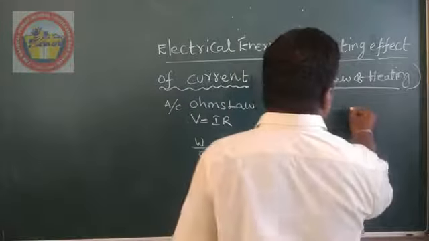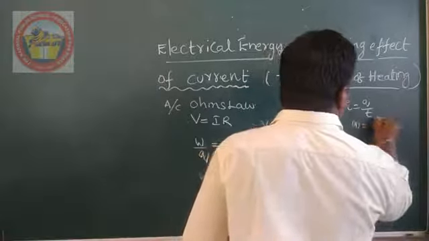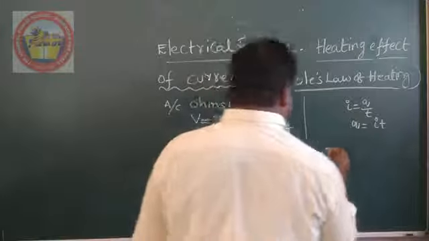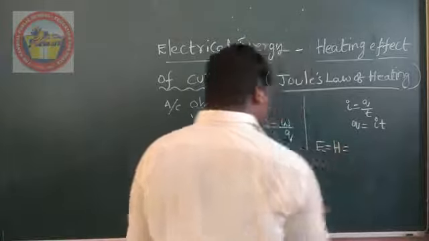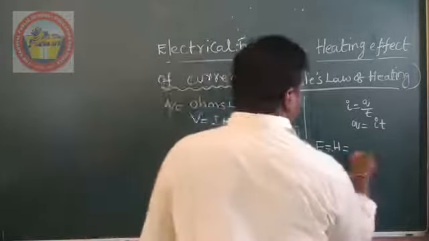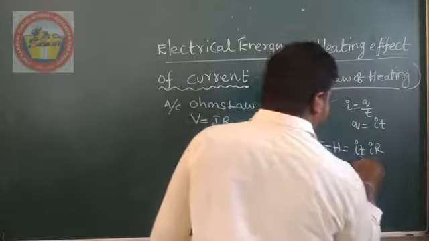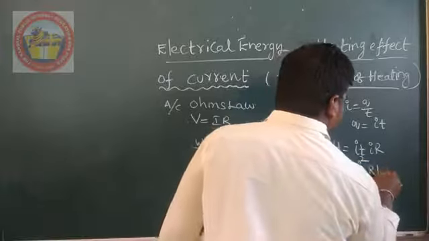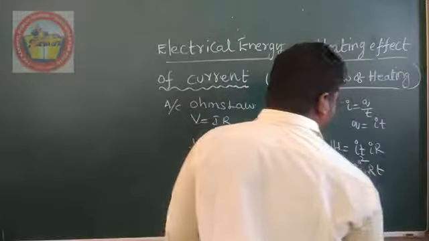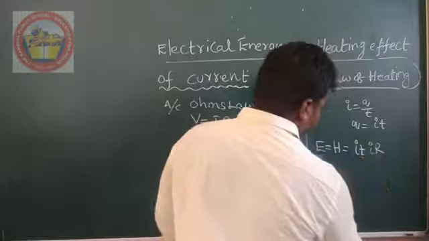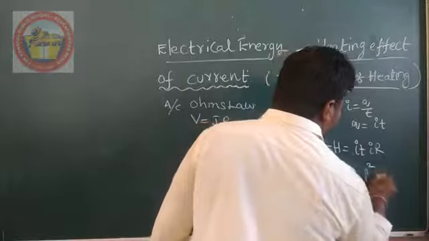From the current, I is equal to Q by T, then Q is equal to I into T. Okay, we can substitute that. Energy or heat energy is equal to I into T into I into R, which gives I square R T. So E is equal to H is equal to I square R T.